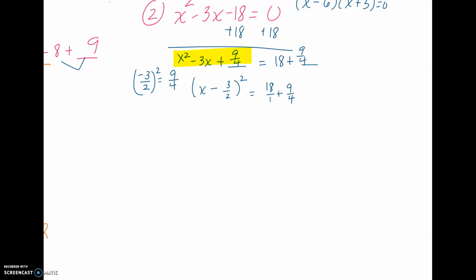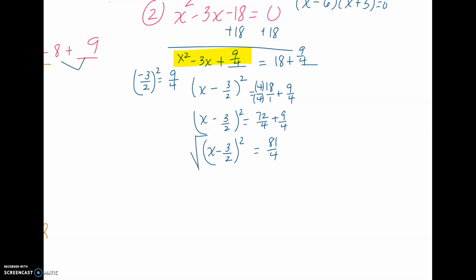I now have to get a common denominator on the right. I'm going to multiply by 4 over 4. When I do that, I get x minus 3 halves squared equals 18 times 4 is 72/4 plus 9/4, and 72/4 plus 9/4 is 81/4.